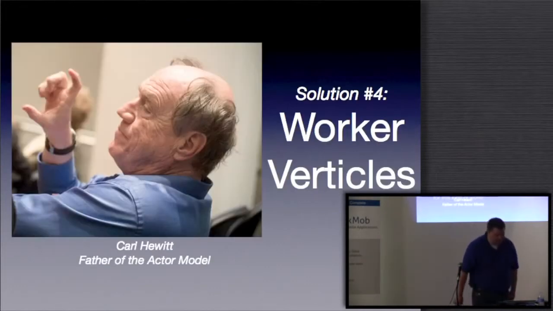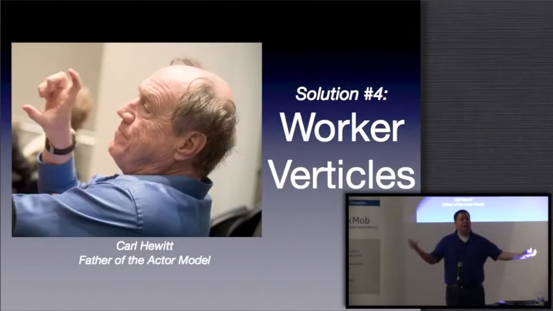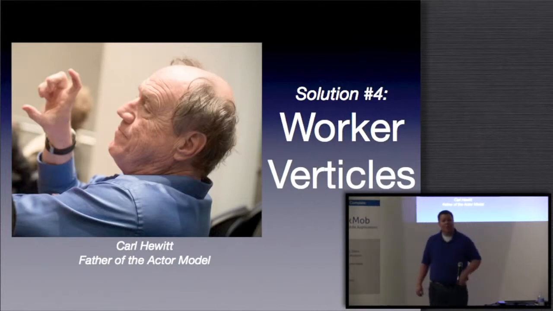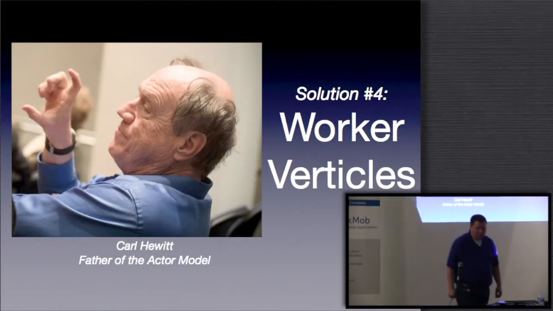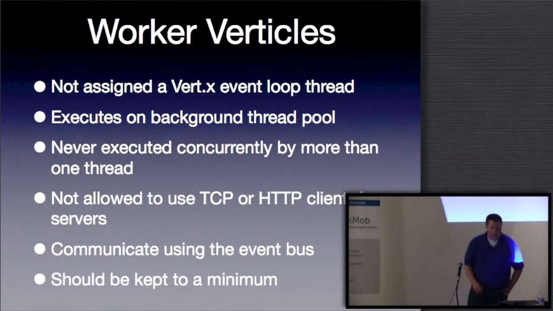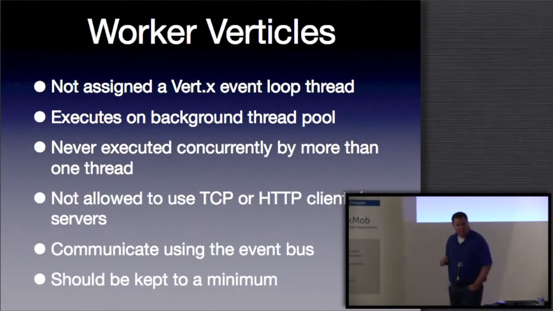So, solution here, let's be pragmatic. Let's acknowledge that there are some types of work that want to execute on event loops. There are other types of work that don't. And so Vert.x provides us with worker verticles. Worker verticles are not assigned a Vert.x event loop thread. We're not going to put them on the event loop at all.